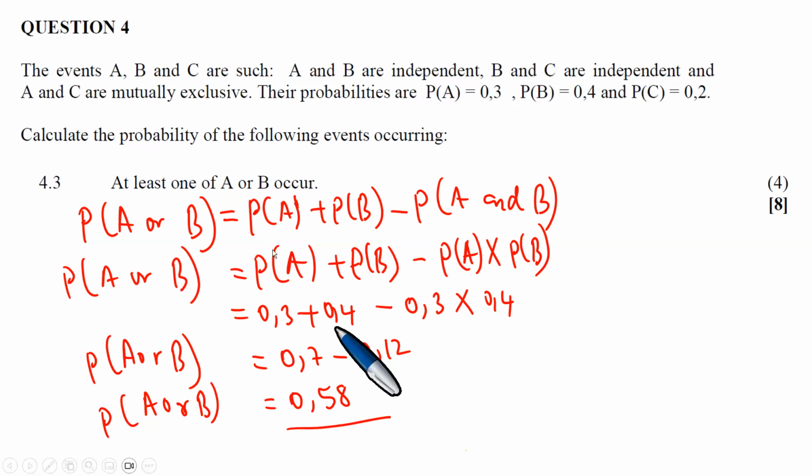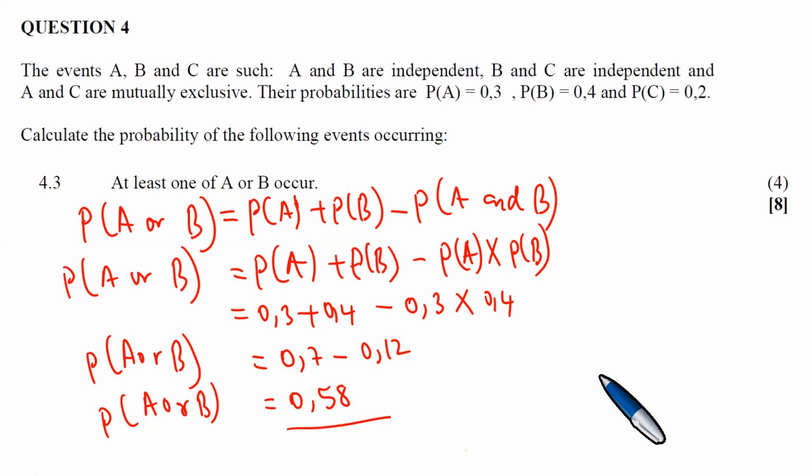So yes, calculate the probability of the following events occurring: at least one of A or B. Okay, so we have that answer. We have answered this question on probability, and we are enjoying probability calculations.